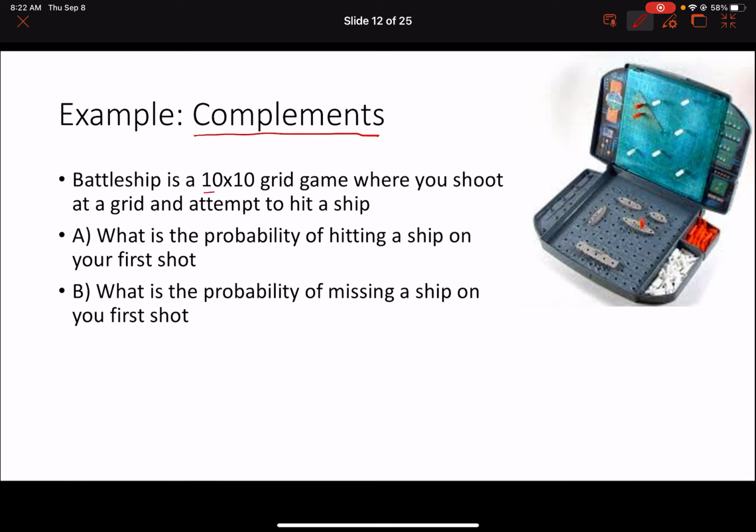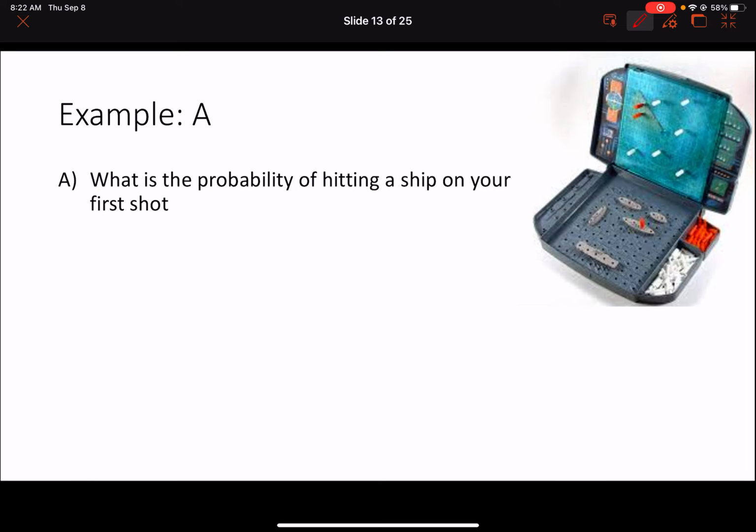Battleship is a 10 by 10 grid game where you shoot at a grid and attempt to hit a ship. What is the probability of hitting a ship on your first shot? What is the probability of missing a ship on your first shot? So what is the probability of hitting a ship on the first shot? So there's 10 by 10. Let A represent the event of hitting a ship.